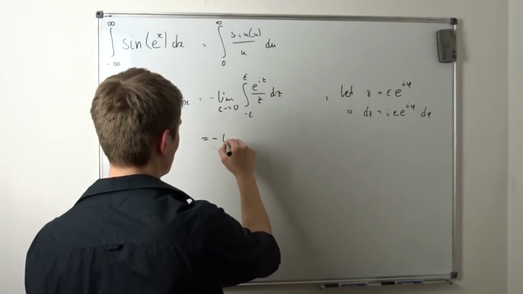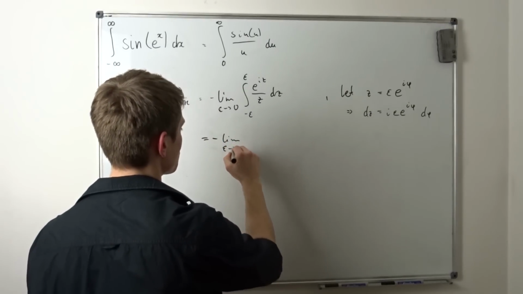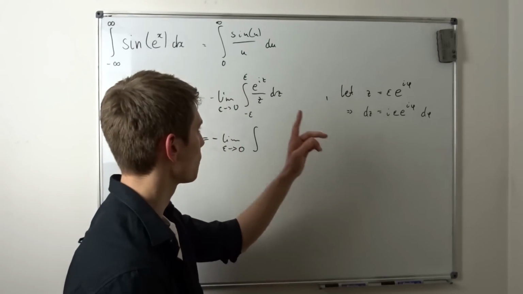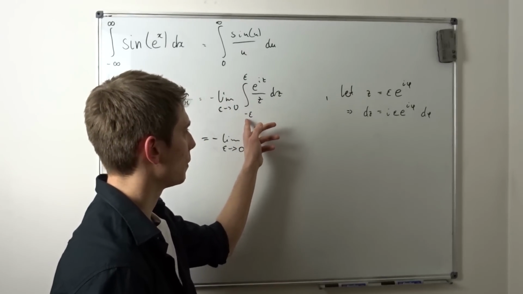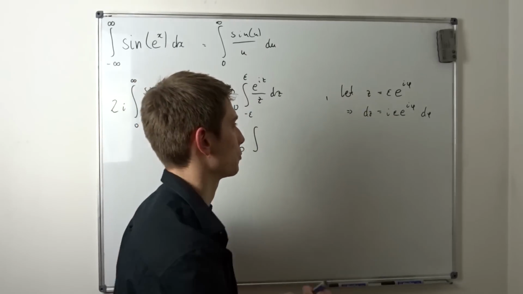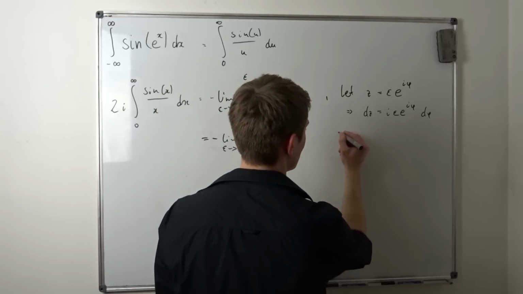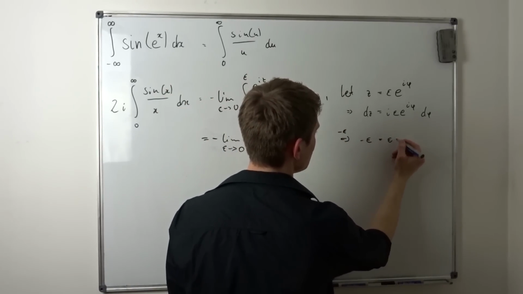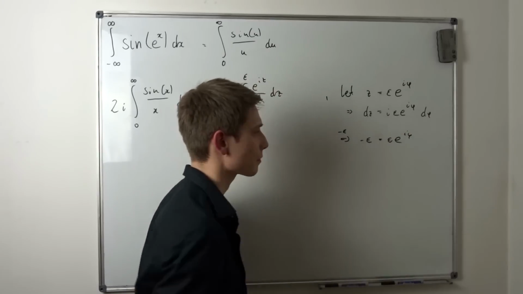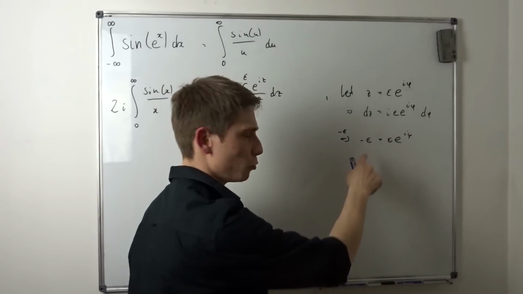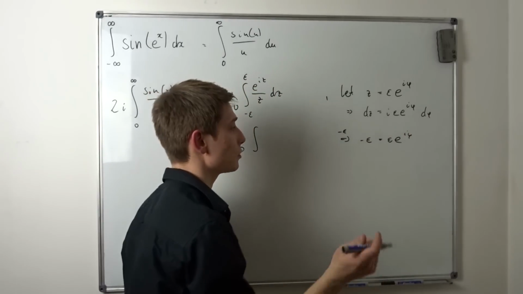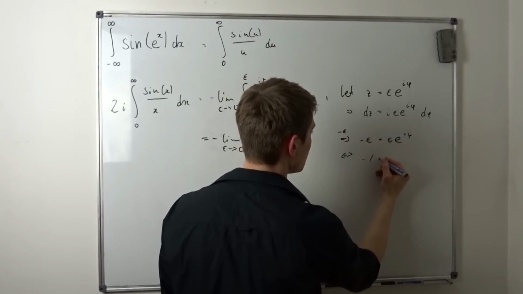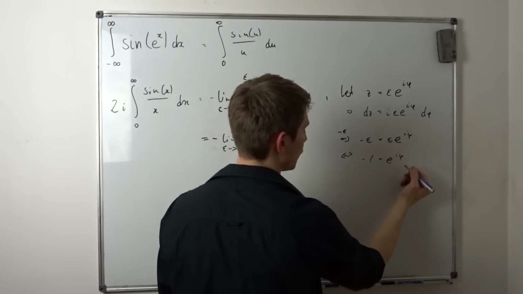So this is just now minus the limit as epsilon goes to 0 of. And now we have to find out our upper and lower bound. So if we plug minus epsilon into here, that would mean that minus epsilon is equal to epsilon e to the i phi. The thing is, we are going to say that epsilon is greater than 0, so we can safely rewrite this as minus 1 equals e to the i phi.